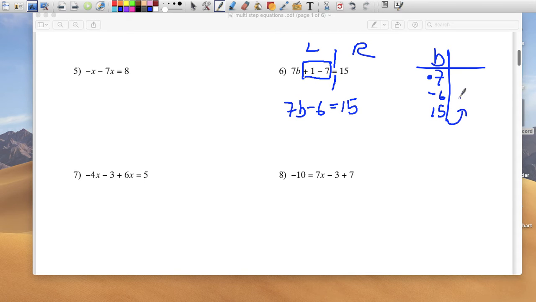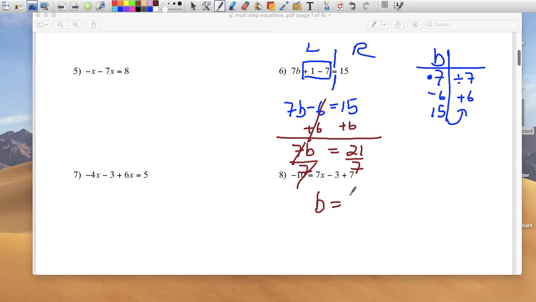Going backwards, I'm going to do plus 6 first, and then I'm going to divide by 7. You're going to be at the point with which by now you should be very, very familiar. So plus 6, that's what it's telling us to do first. 15 plus 6 is 21. The second thing I need to do is divide both sides by 7. 7 divided by 7 is 1. 1 times b is just b, and 21 divided by 7 is 3.